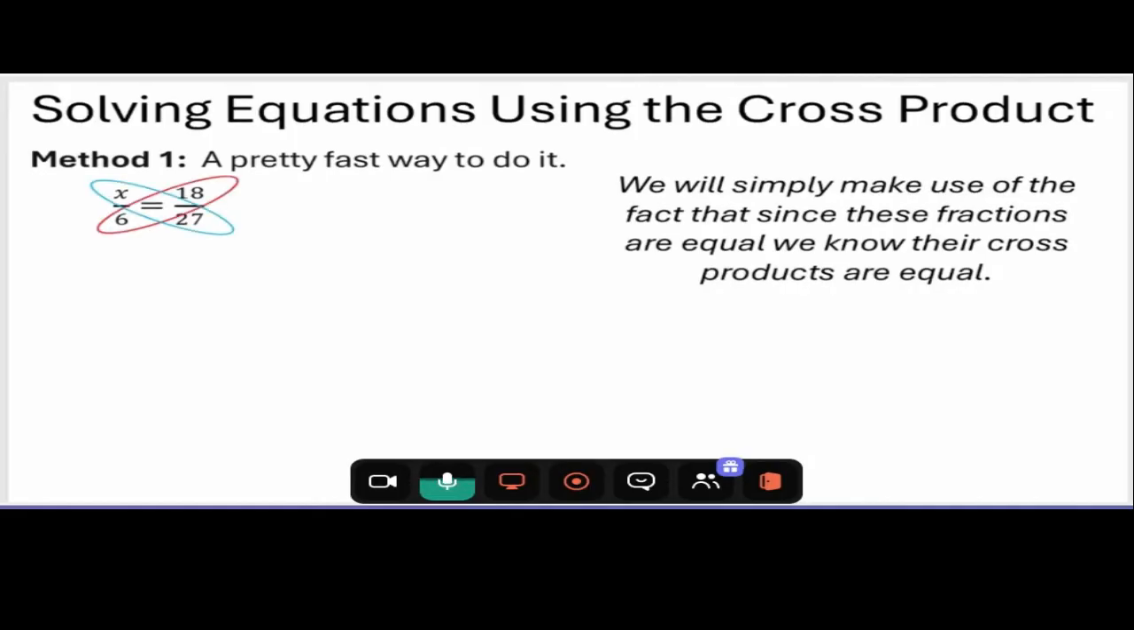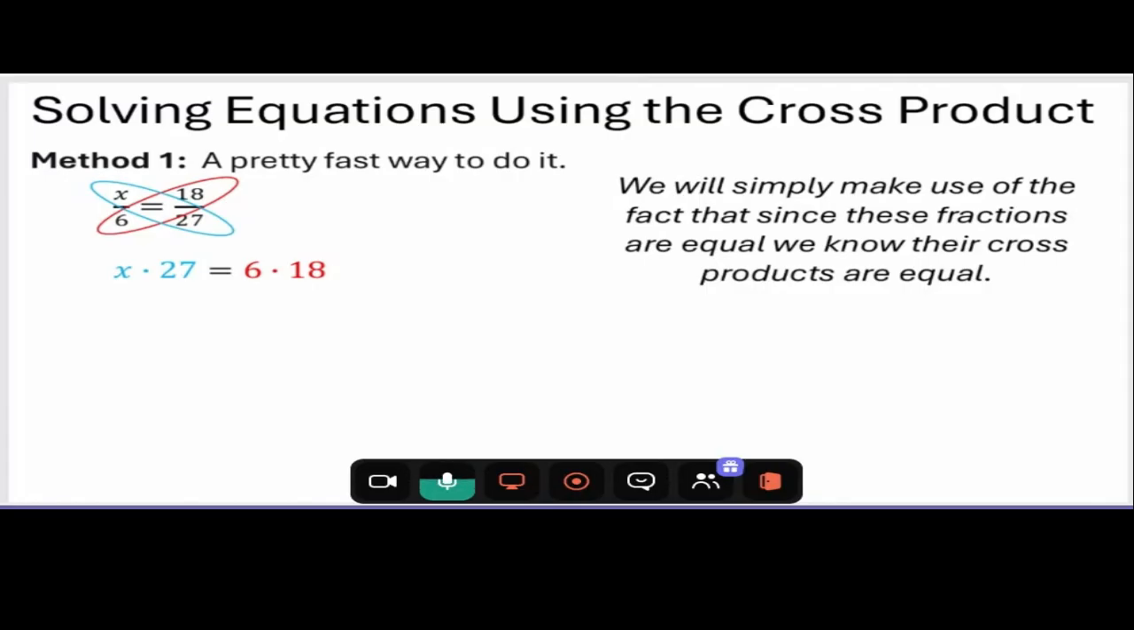So there we've got the two cross products in red and blue. We know that x times 27 must be equal to 6 times 18 because we know that these two fractions are equal. They told us so in the question. This you will remember, some of you, as cross multiplying. You take the top of one times the bottom of the other, and the top of the other times the bottom of the first, like so, and set them equal to each other. It's also called equating the cross products.